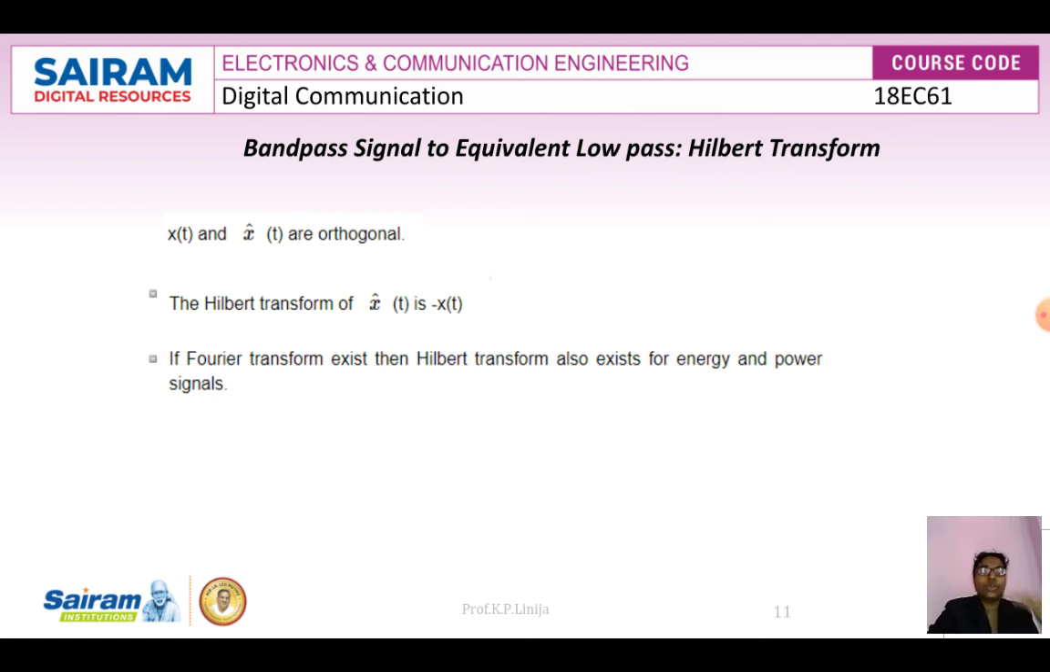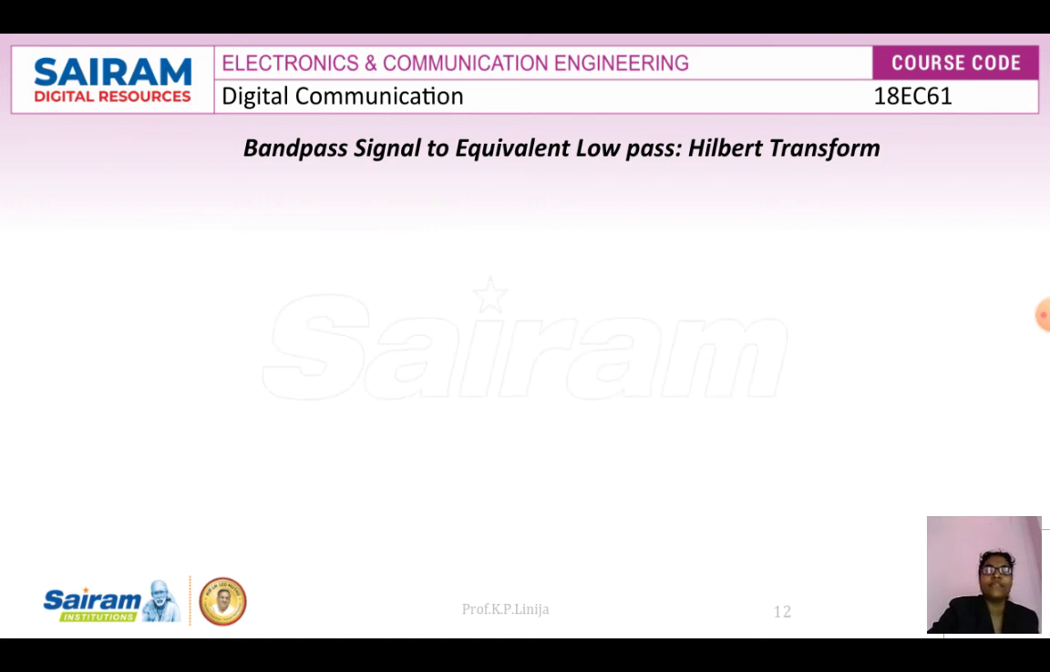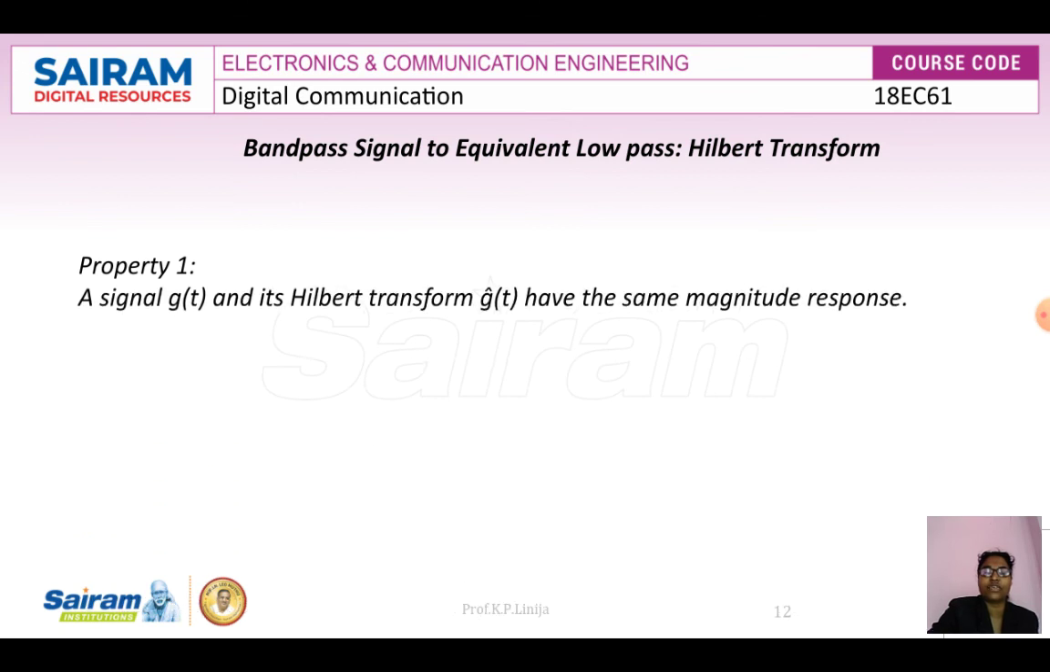Suppose the Fourier transform exists, then the Hilbert transform also exists for energy and power signals. In the prior lectures we have studied that the Fourier transform is used to represent the frequency content of the signal, right? That is, of a power signal or an energy signal. So according to that we can state that if the Fourier transform exists, then the Hilbert transform also exists for energy and power signals. As we said, the original signal g of t and the Hilbert transform g cap of t have the same amplitude spectrum. We can see it over here: modulus of g of f is equal to modulus of g cap of f.